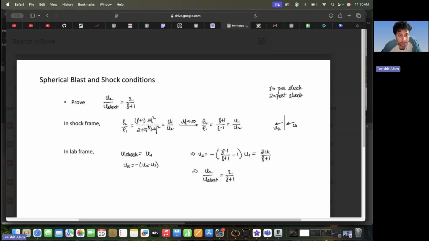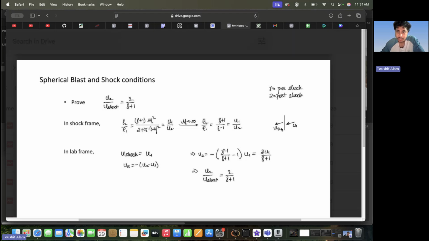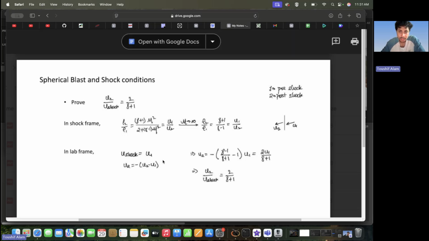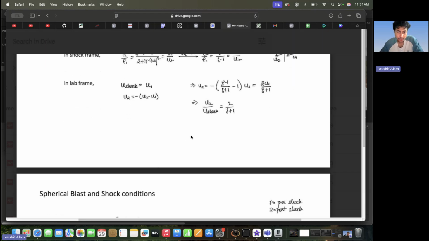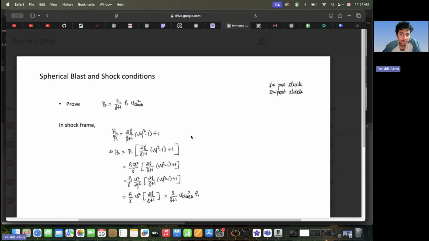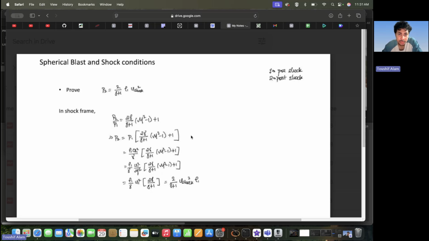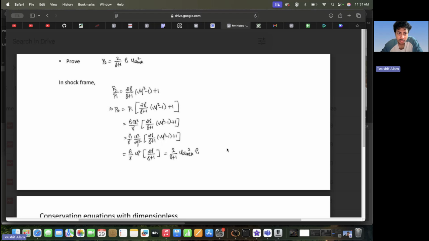So u2 by u shock is 2 by gamma plus 1 in the shock frame, and rho 2 by rho 1 is gamma plus 1 by gamma minus 1 with Mach number squared. We have already done this. This is the pre-shock, this is the post-shock. In the lab frame, u1 is 0 and u2 is 3/4 of u shock. In the shock frame, P2 is equal to 2 by gamma plus 1 rho 1 u shock squared. P2 by P1 is 2 gamma M squared minus gamma minus 1 over gamma plus 1, right? So P2 will be this: 2 by gamma plus 1 u shock squared rho 1.